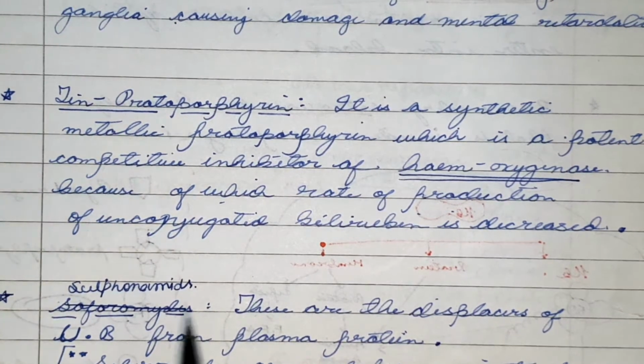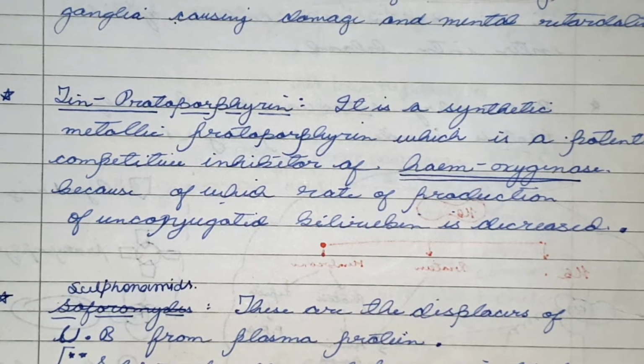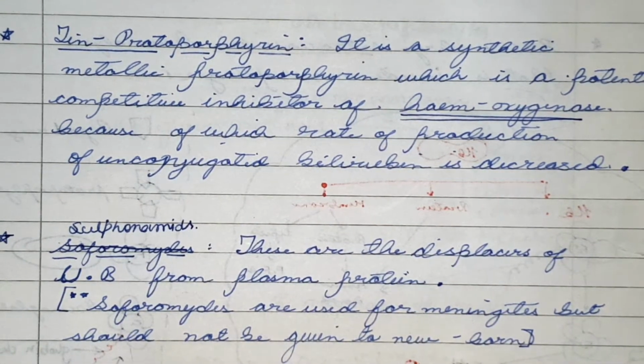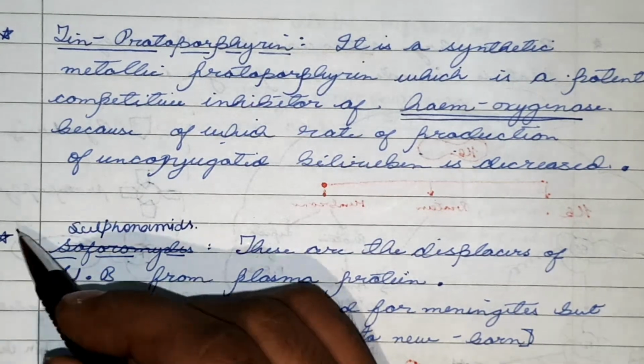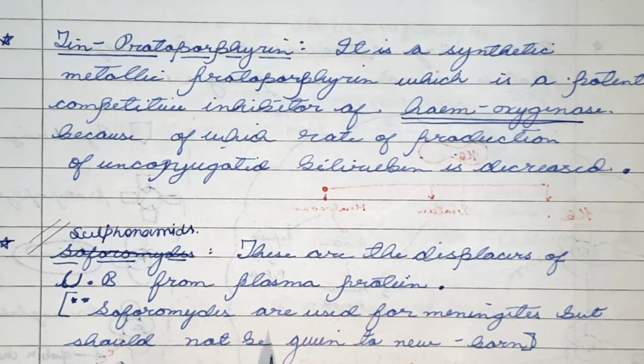Now a very important thing you should know about is a drug, sulfonamides. Now why do we give sulfonamides? We give sulfonamides because if there is a bacterial infection, for example meningitis, it kills the bacteria. But you should remember, it's a very important clinical point, that you should not give sulfonamides to children.